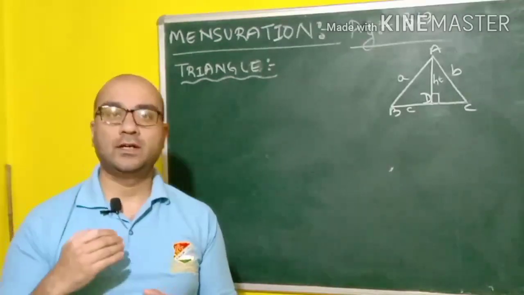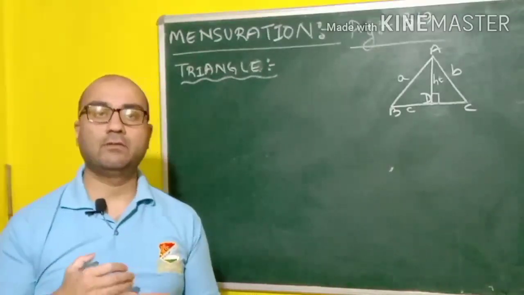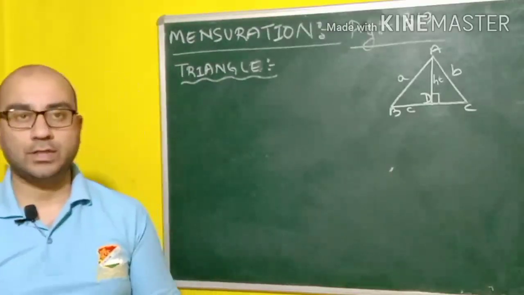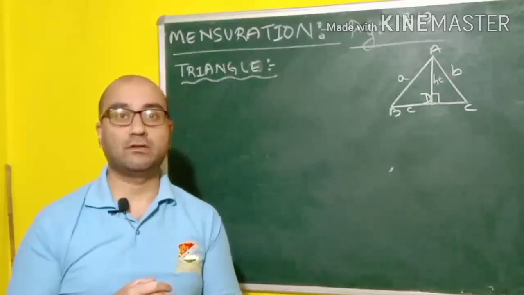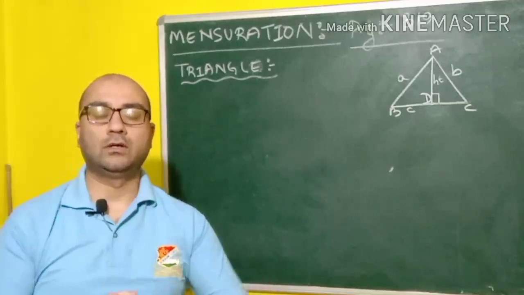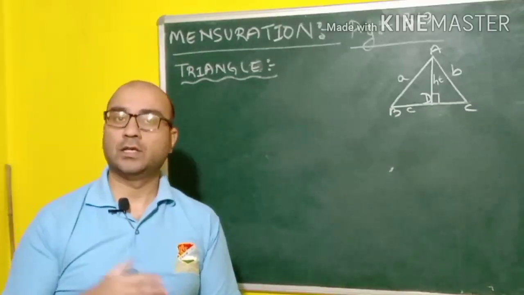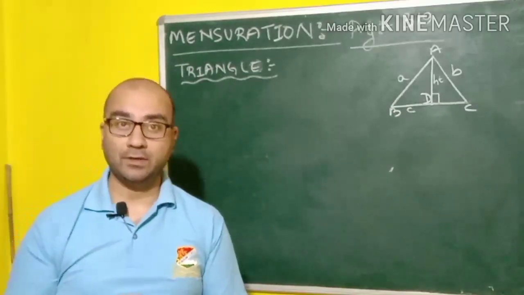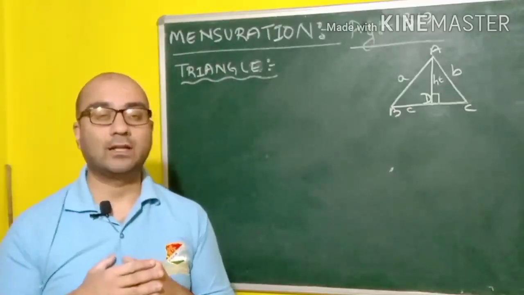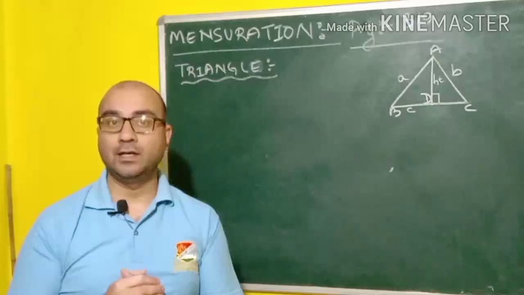We find the area of the plane figure, we find the perimeter of the plane figure. By now I am sure that you must be aware of the meaning of area and the meaning of perimeter. Well, I'll quickly run through these topics once again. So when we are discussing plane figures in mensuration, what are the things we find? We calculate the area and we calculate the perimeter.